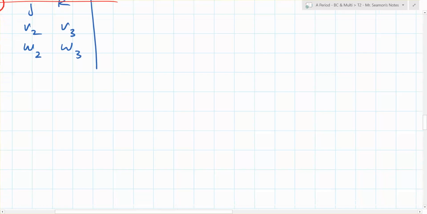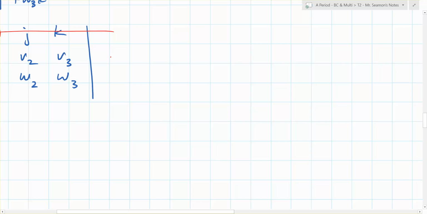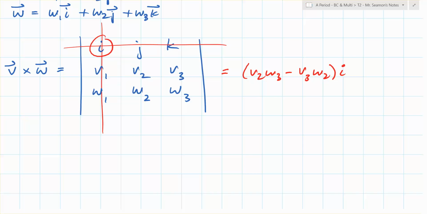What kind of matrix is that? 2 by 2. That's a 2 by 2 matrix. You with me so far? Can you tell me what the determinant of that 2 by 2 matrix is? V2W3 minus V3W2, and that's the i-th term. Guess what you do next? Take a guess what you do next.